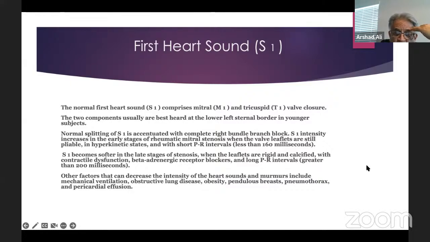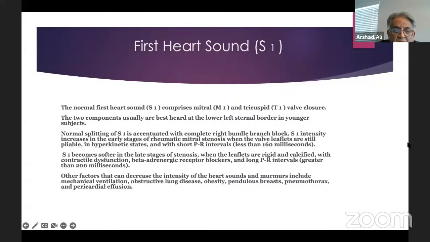Once the leaflets are affected, like in mitral stenosis, you're going to auscultate it more. Tricuspid stenosis is seen, but it's much rarer than mitral stenosis. Once the leaflets become more thickened and the stenosis gets worse, the leaflets become rigid and calcified. Then other conditions like LV dysfunction, beta blockers, and long PR interval will decrease the intensity of the mitral component particularly, and S1 becomes softer.